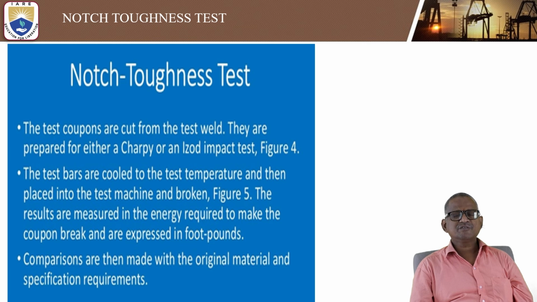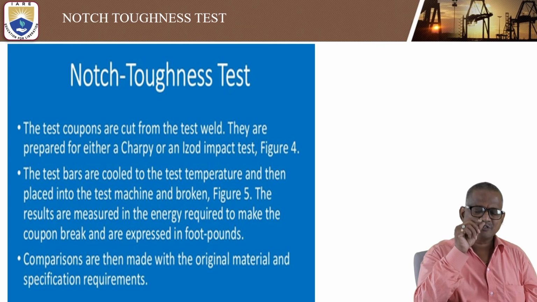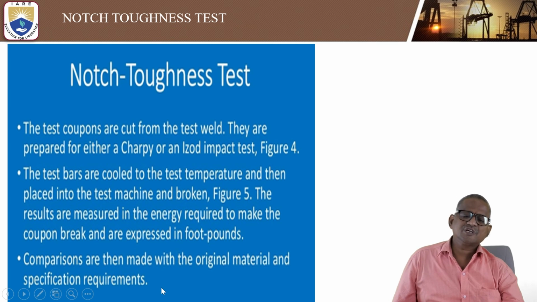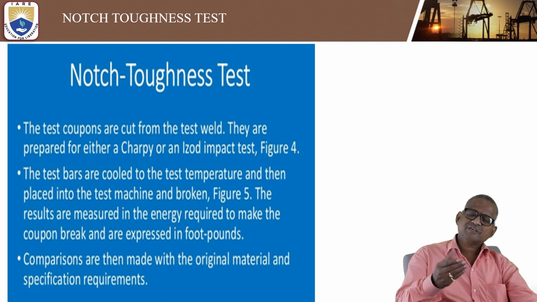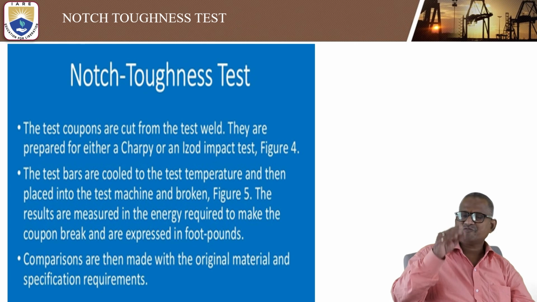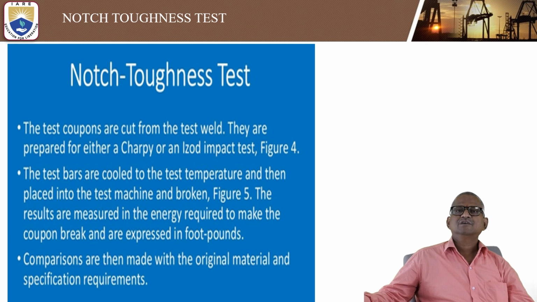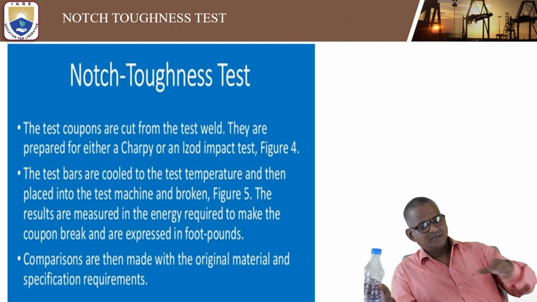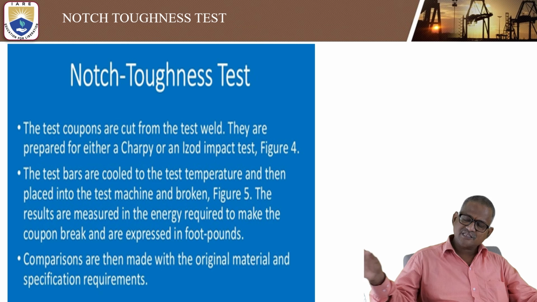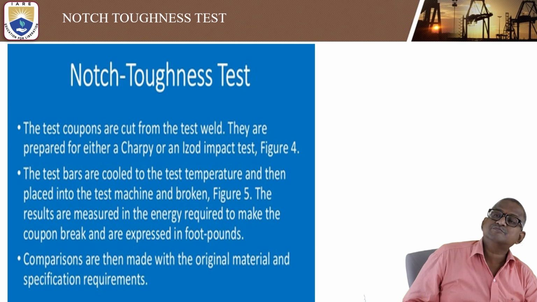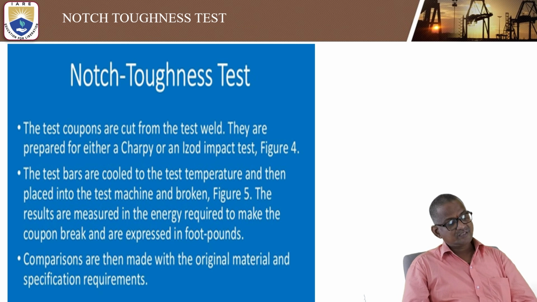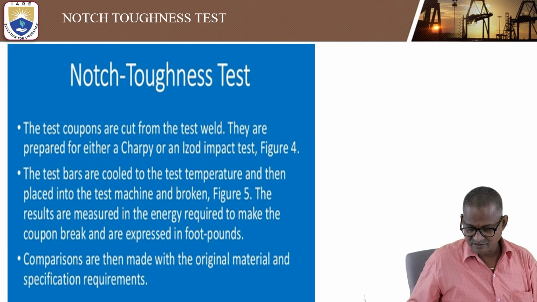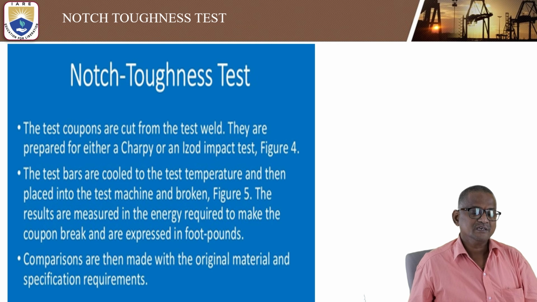Okay, so one more time, comparisons are then made with the original material and the specification requirements. For example, the toughness can vary from metal to metal. The toughness is less for the plastic and some are greater than the plastic. So whatever mechanical properties can be obtained easily in this destructive test. Okay.